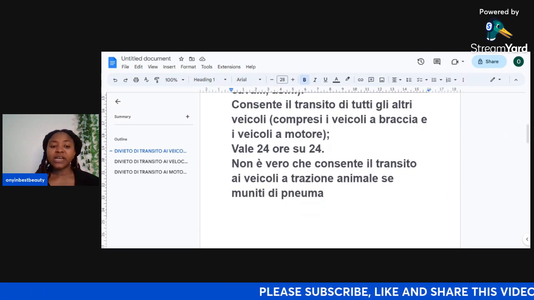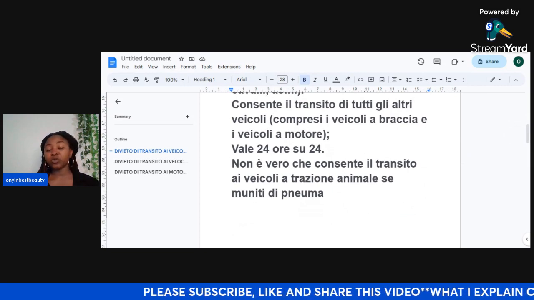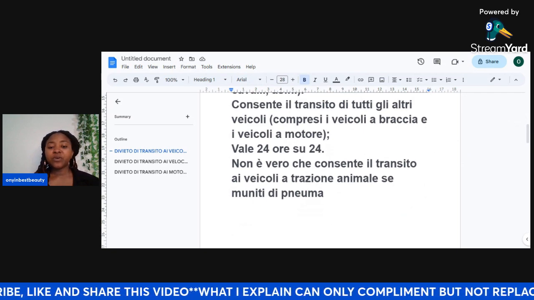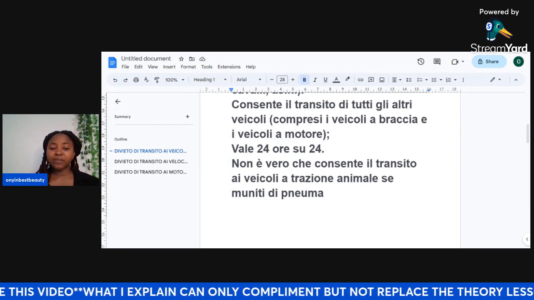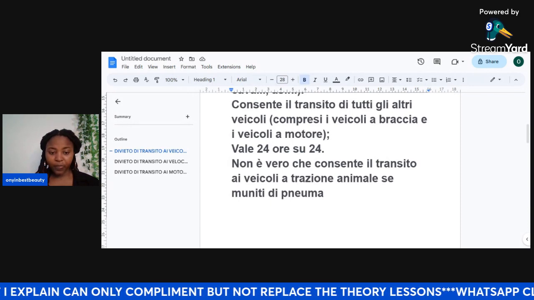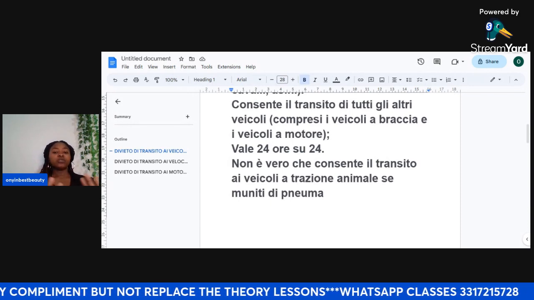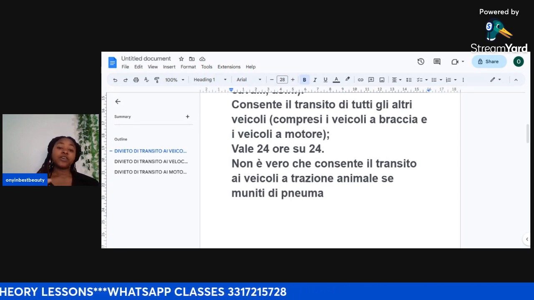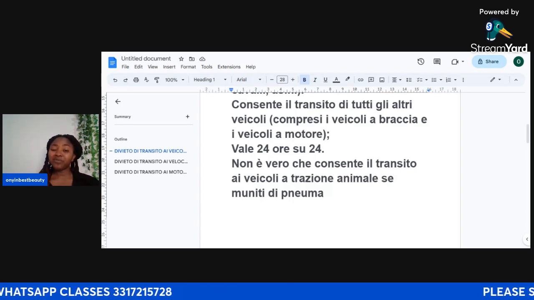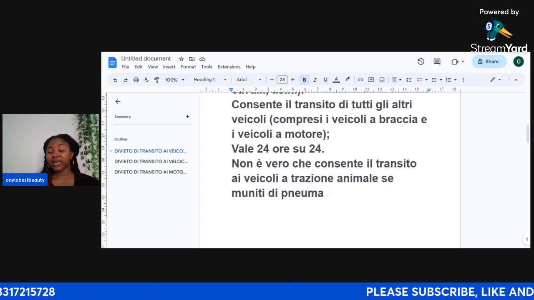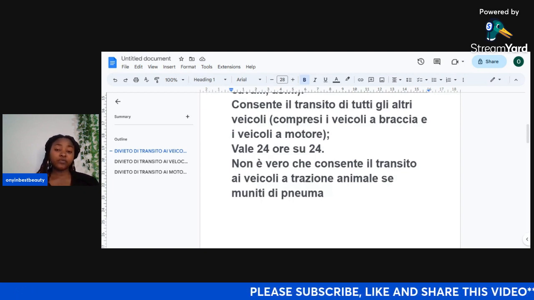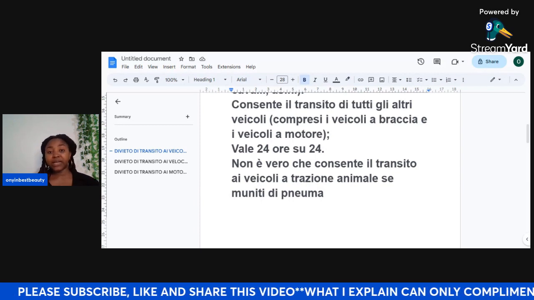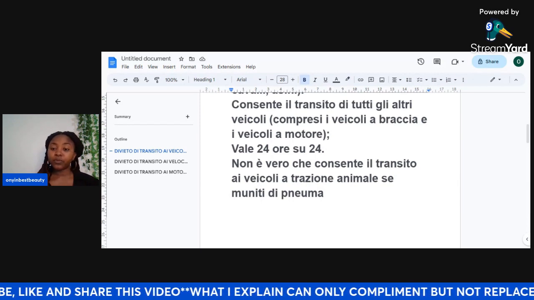Vale 24 ore su 24 ore. Now, it is valid for 24 hours, tutti i giorni. The sign is valid, they cannot enter that road. Non è vero che consente il transito ai veicoli a trazione animale se muniti di pneumatici. Now, you don't get to say it allows the transit of vehicles a trazione animale. That means vehicles, we say animal, they tow people, they call that vehicle in general veicoli a trazione animale. Now, you might say this type of vehicle can enter if it is equipped with tires. Because they are equipped with tires, they can enter. It is not true, okay, guys.